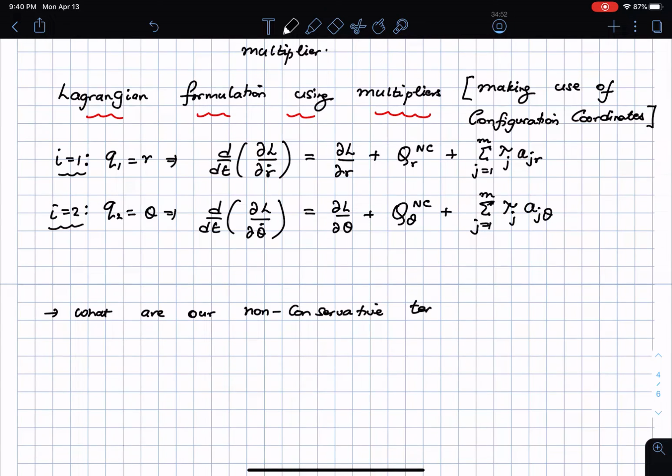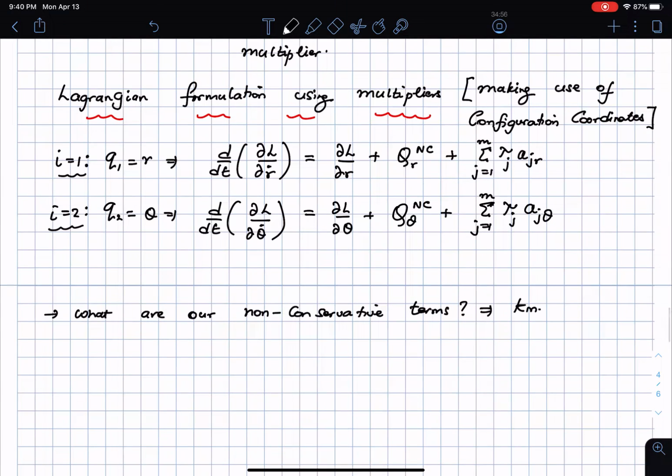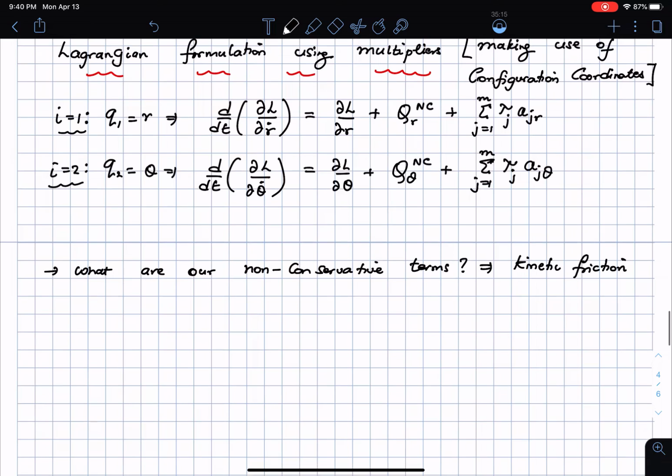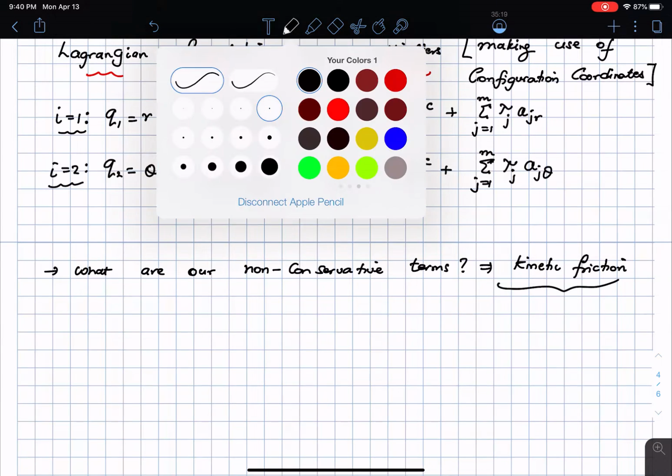Non-conservative terms. We have kinetic friction. We don't have any torques, we don't have any velocity independent forces, so this is a velocity dependent non-conservative force. I just want to make a note of that.